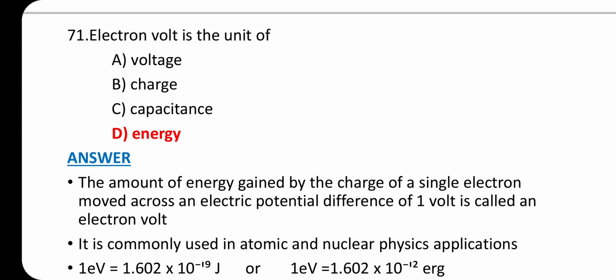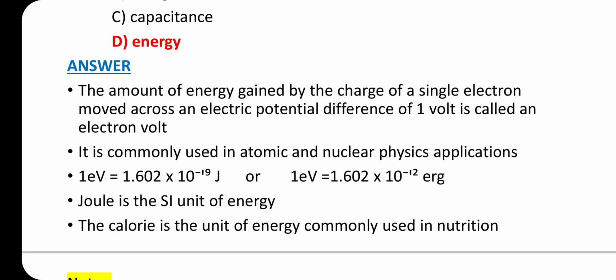Question number 71. Electron volt is a unit of energy. That is, the amount of energy gained by a charge of a single electron moved across an electric potential difference of 1 volt is called an electron volt. It is commonly used in atomic and nuclear physics applications.